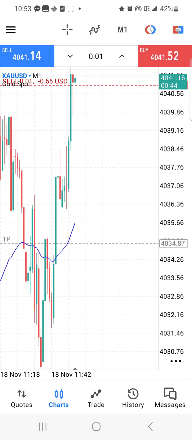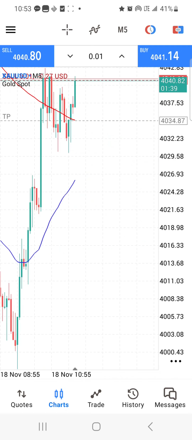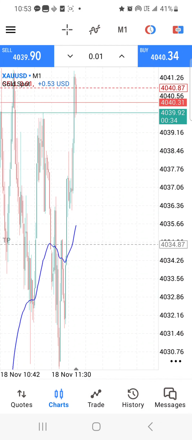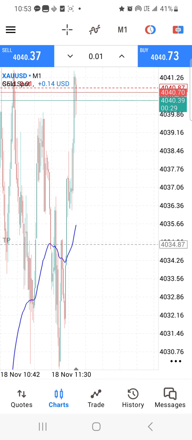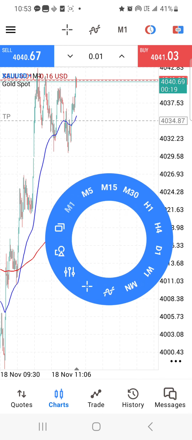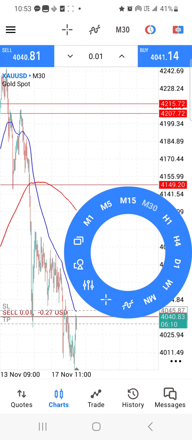This time around, we're taking it to the 1 minute time frame. All right, let's see what's going to happen. So you are seeing a very strong bearish candle right here. We took a trade at 4040.87, and I'll take profit at 4034.87, and the stop loss should be 4045.87 as well. So let's see what happens here.